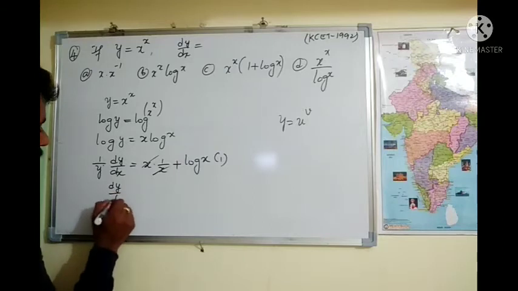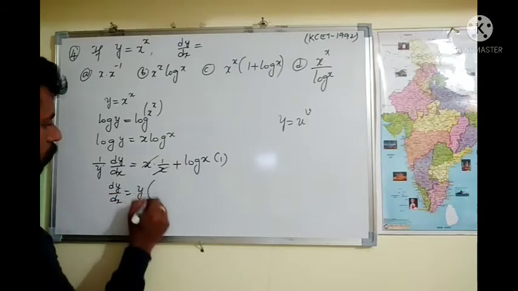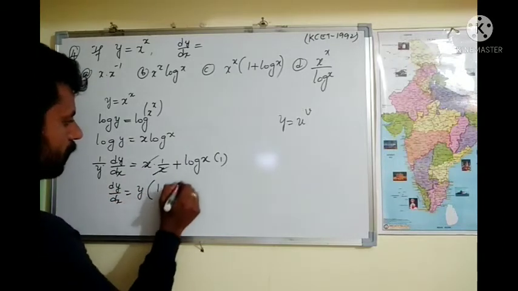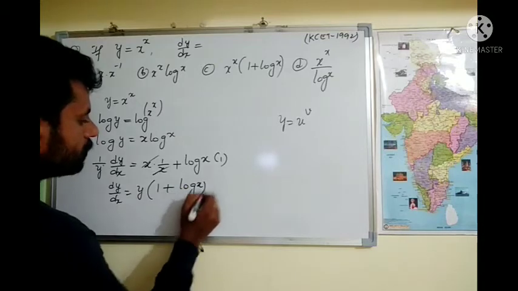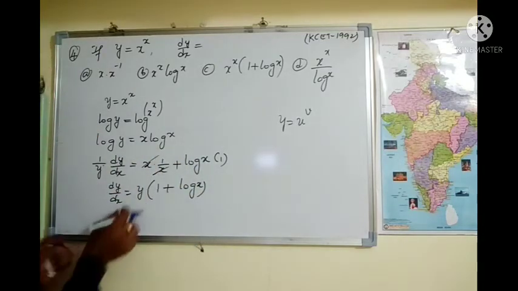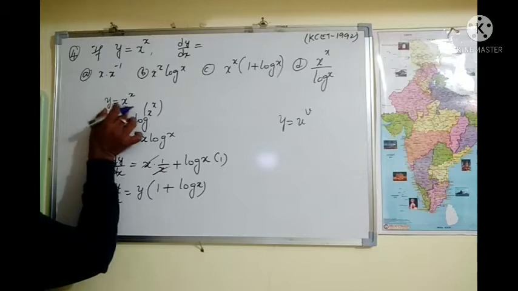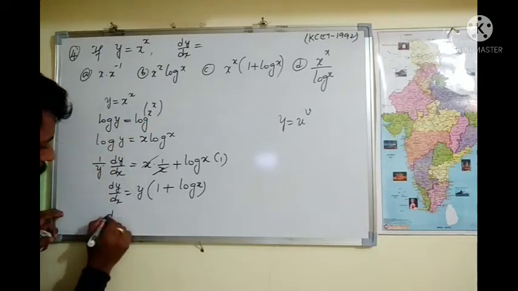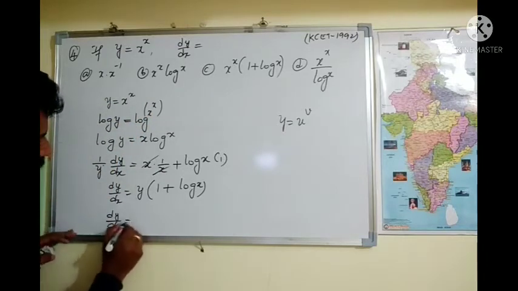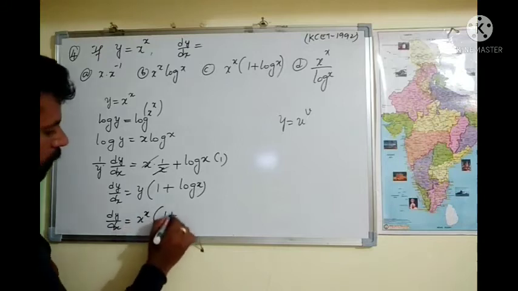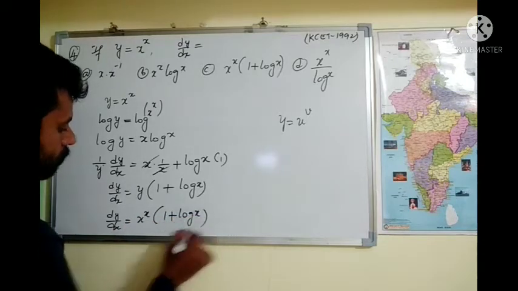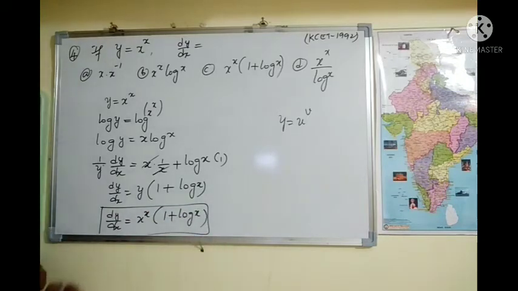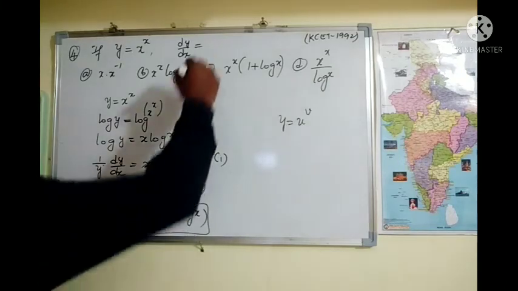Then 1 by y, we take by cross multiplication to the right hand side. dy by dx is equal to y into, the first term is 1, plus log x into 1 is log x. Next, substitute the value of y. y is equal to the given term x to the power x. Therefore, dy by dx is equal to x to the power x into 1 plus log x. See, option C is correct.